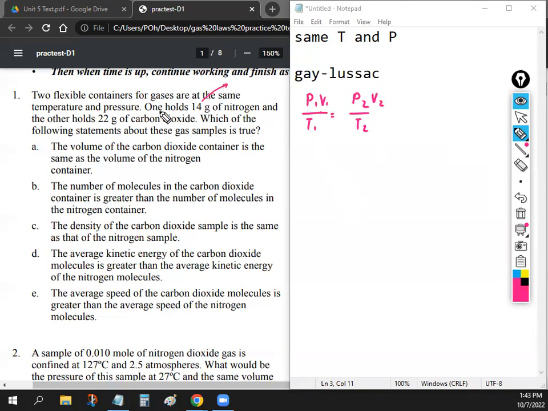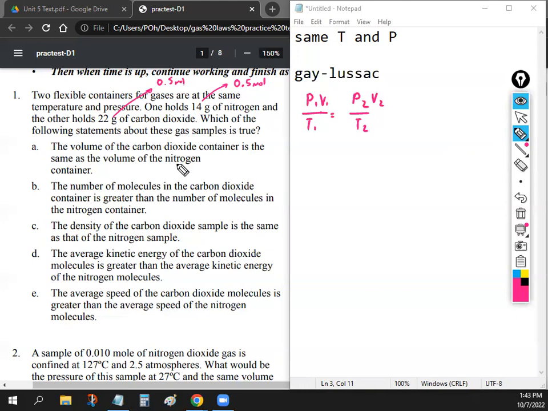So let's convert this into moles because moles will allow us to have a better way of quantifying and comparing them, right? Because if you have grams of one, grams of the other, then it's kind of hard to compare them, because they have different molar masses. So N2 gas is 28 grams per mole, so that's going to be 0.5 moles. Carbon dioxide is 44 grams per mole, so this is also 0.5 moles.